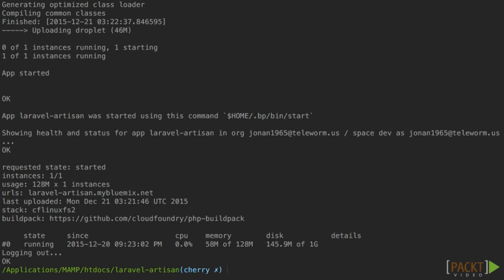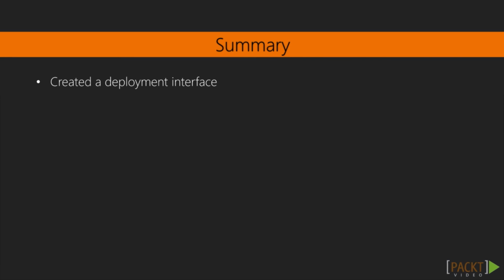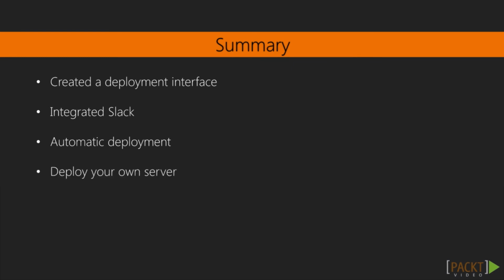As you can see, I deployed my cherry branch to my Laravel artisan on Bluemix. So great job! In this section, we learned some out-of-the-box methods to help us when deploying a website, and maybe even have a little fun while we're at it. We learned how to create our own deployment user interface using Laravel. We learned how to integrate our deployment with a new hot communication tool called Slack. We learned how to forget about deployment and let it automatically do its thing. We learned the basics of hosting our own website.